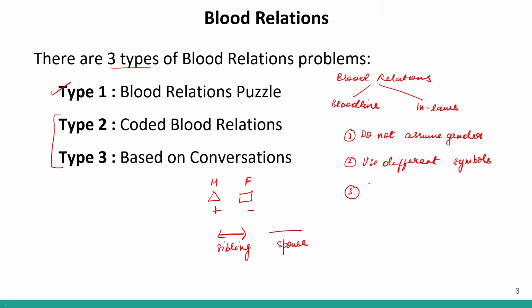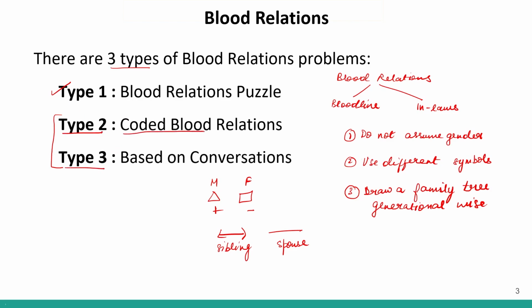Then third is to always draw a family chart or a family tree. Draw a family tree generation wise, or generational family tree you can call it. This also you should do in order to avoid any sort of confusion while solving questions on blood relation. So in today's lecture, we will discuss type 2 and type 3.